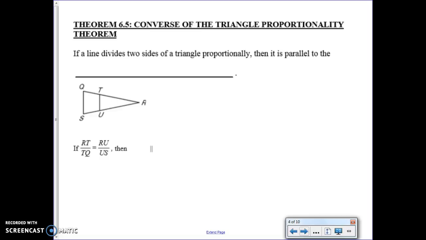Okay, the converse of the triangle proportionality theorem says if a line divides two sides of a triangle proportionally, then it is parallel to the third side. So if RT over TQ is equal to RU over US, then we know that segment TU is parallel to segment QS.